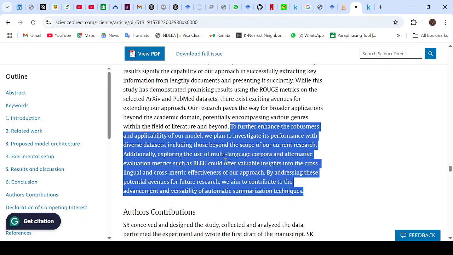Additionally, exploring the use of multi-language corpora and alternative evaluation metrics such as BLEU could offer valuable insight into the cross-lingual and cross-metric effectiveness of our approach. By addressing these potential avenues for further research, we aim to contribute to the enhancement and versatility of automatic summarization techniques. So you pick this and work on it.